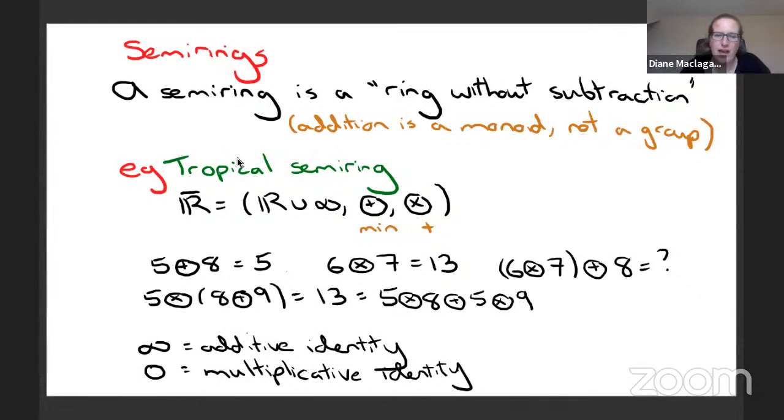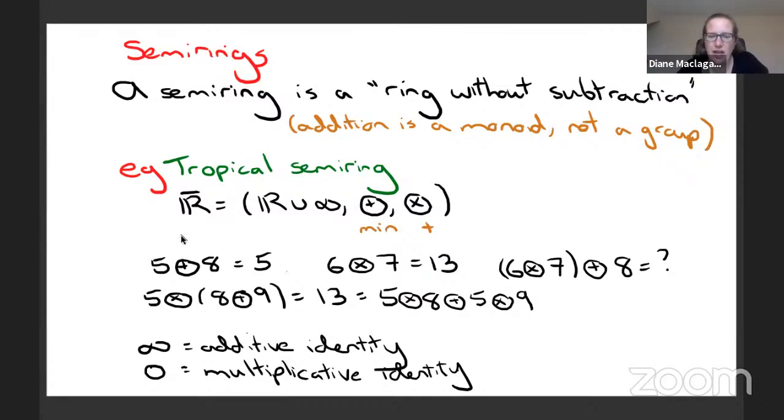I will write R bar for this. There is no standard notation for this. I've been at tropical geometry conferences where the first 4 talks all used different notation and different conventions for what they meant by the tropical semi-ring. For me, it's going to mean R union infinity with 2 operations: tropical addition, which is the usual minimum of 2 numbers, and tropical multiplication, which is the usual addition.